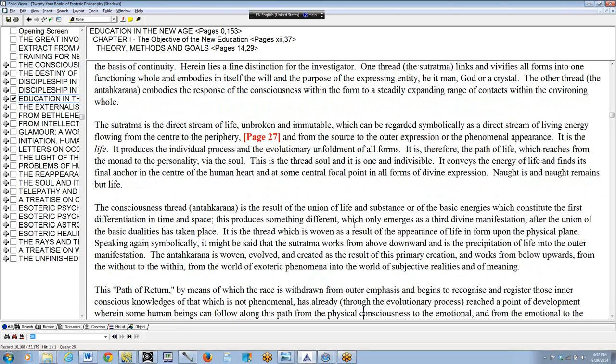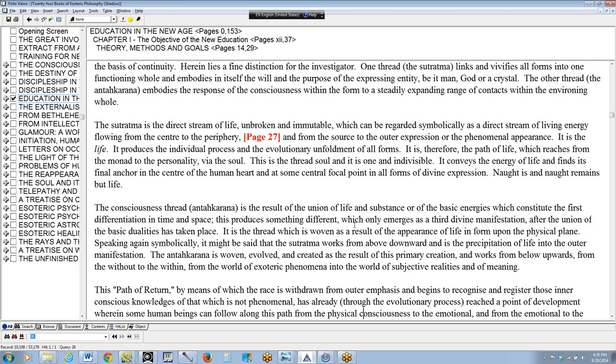The consciousness thread, Antahkarana, is the result of the union of life and substance, or of the basic energies, which constitute the first differentiation in time and space. This produces something different, which only emerges as the third divine manifestation, as the union of the basic dualities has taken place. He's incorporated this paragraph too, hasn't he?